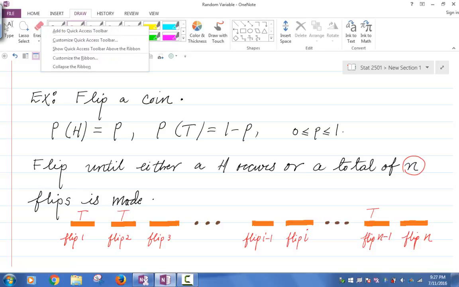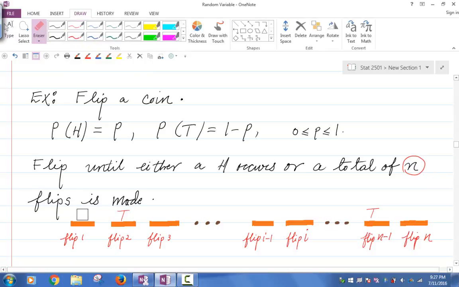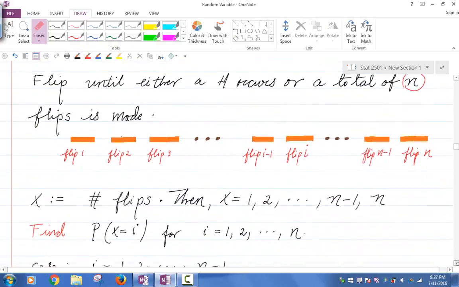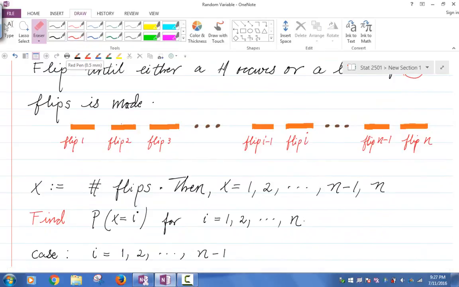Okay, so let me erase these t's. I will need this space later. So x is the number of flips. So what is x then? Well, x is the number of flips required to get the first head. And if we get tails on the first n-1 flips, then x will be n. So the possible values of x would be 1, 2, up to n-1, and n.